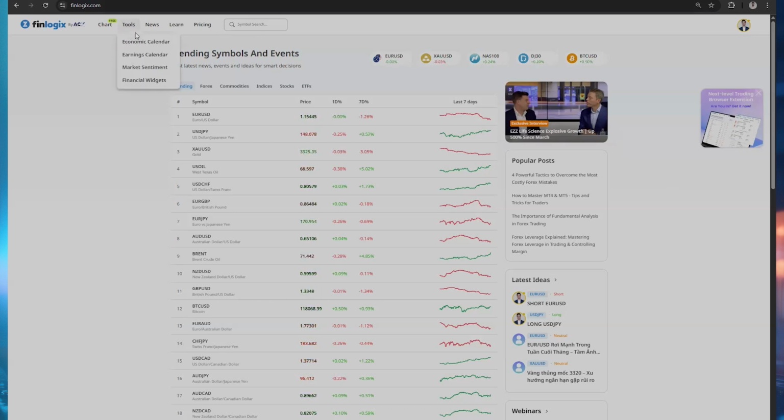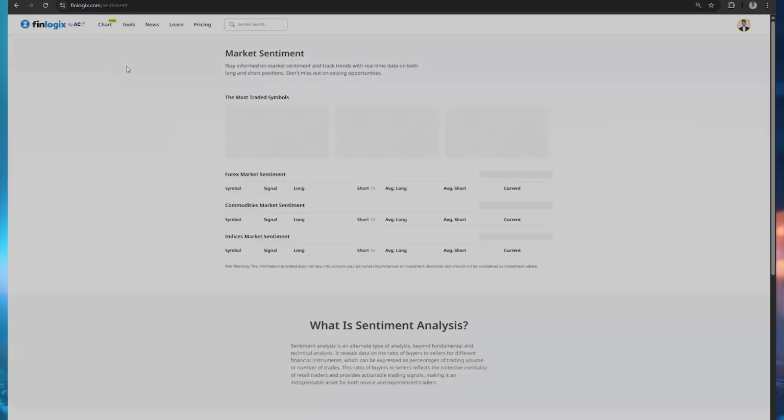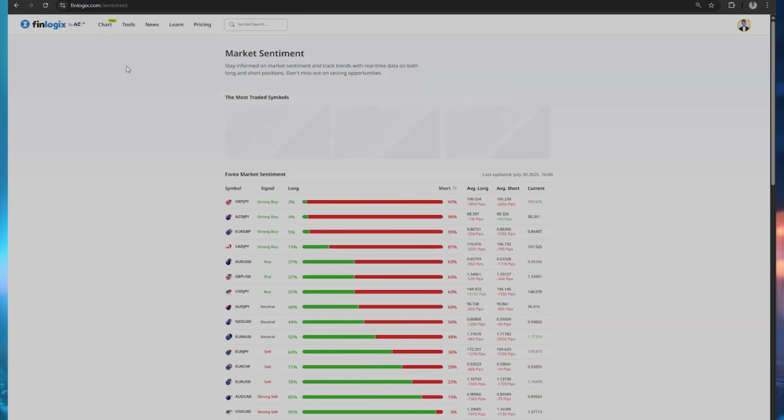Now, that being said, if you go into tools and you go into market sentiment, just wait a little bit to load. There we go. Perfect. The tool gets refreshed every 15 minutes. So every 15 minutes, we get an updated version of the most recent market scenario. And what we want to do here is trade the opposite of the biggest percentage.